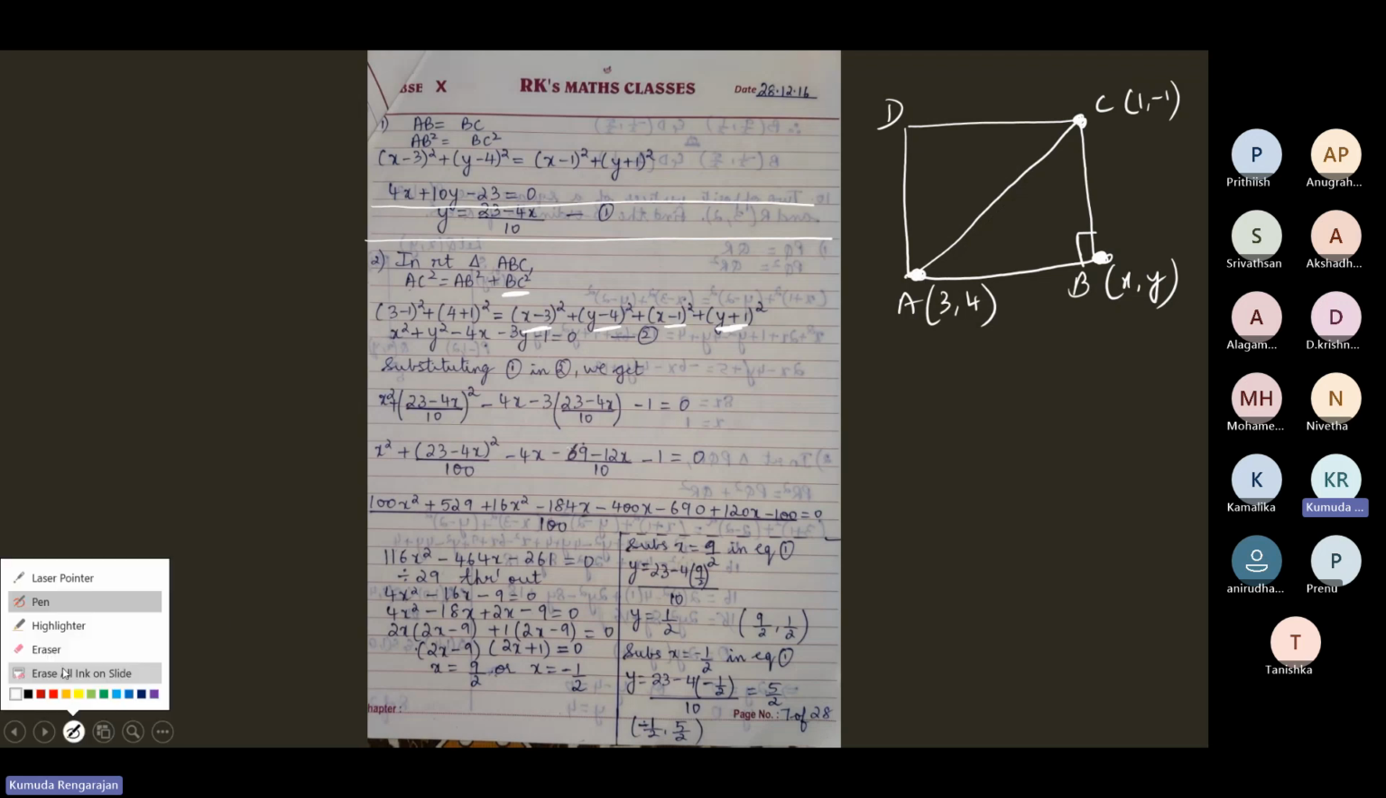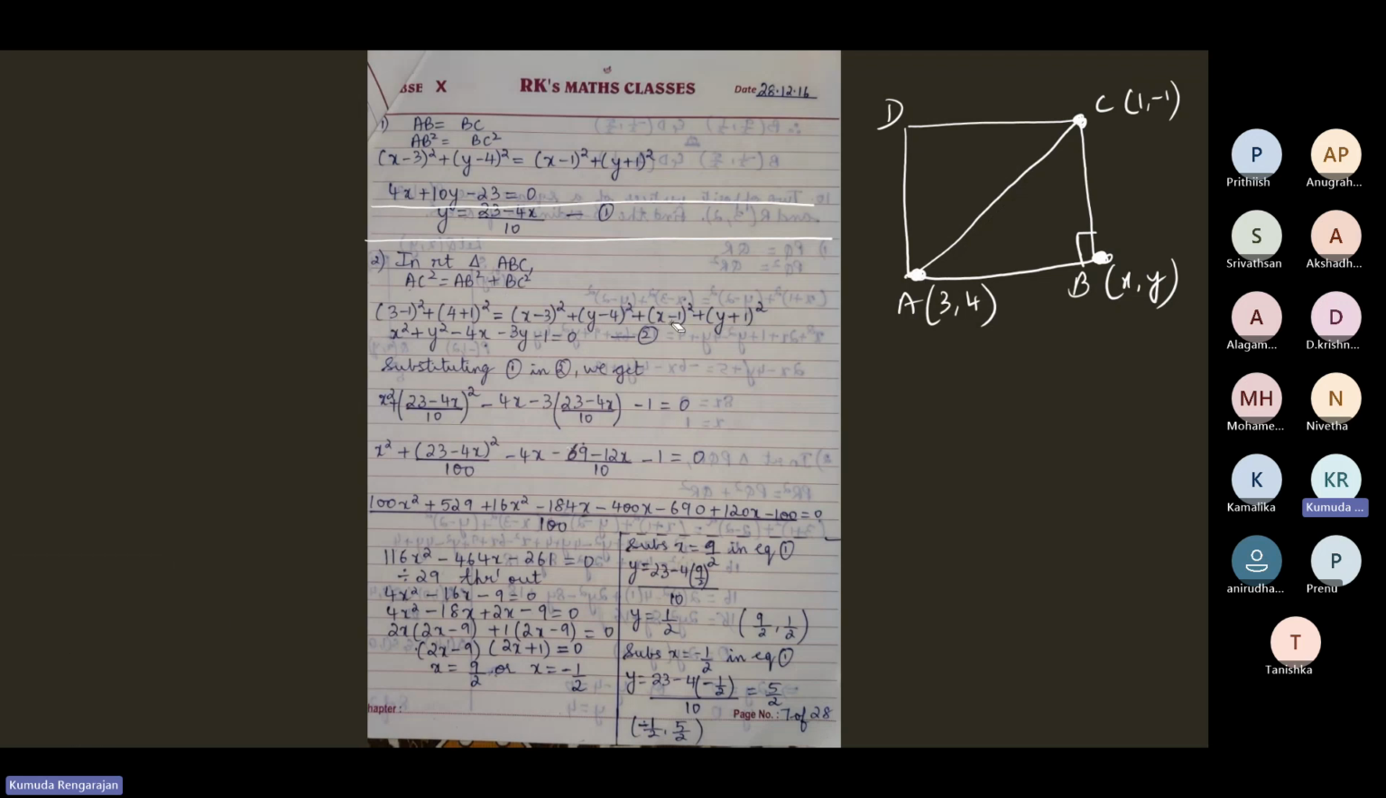Again, on expanding and simplifying, we get this equation. You have to show the steps. So we get this equation. Now look at the two equations you've got.